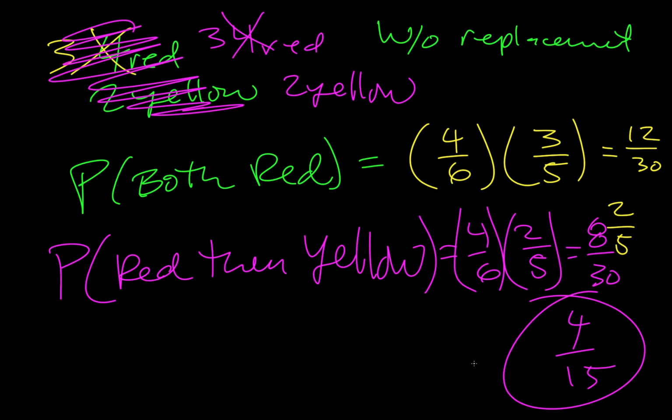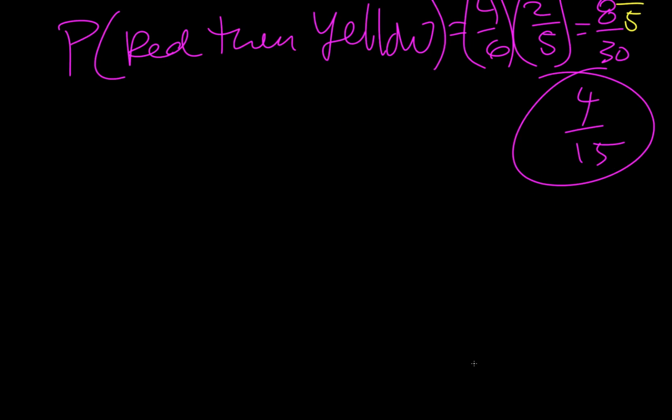Now we're going to move on to example 18. A hat contains 20 tickets, numbered 1 through 20. If 3 tickets are drawn from the hat without replacement, determine the probability that they are all prime numbers.